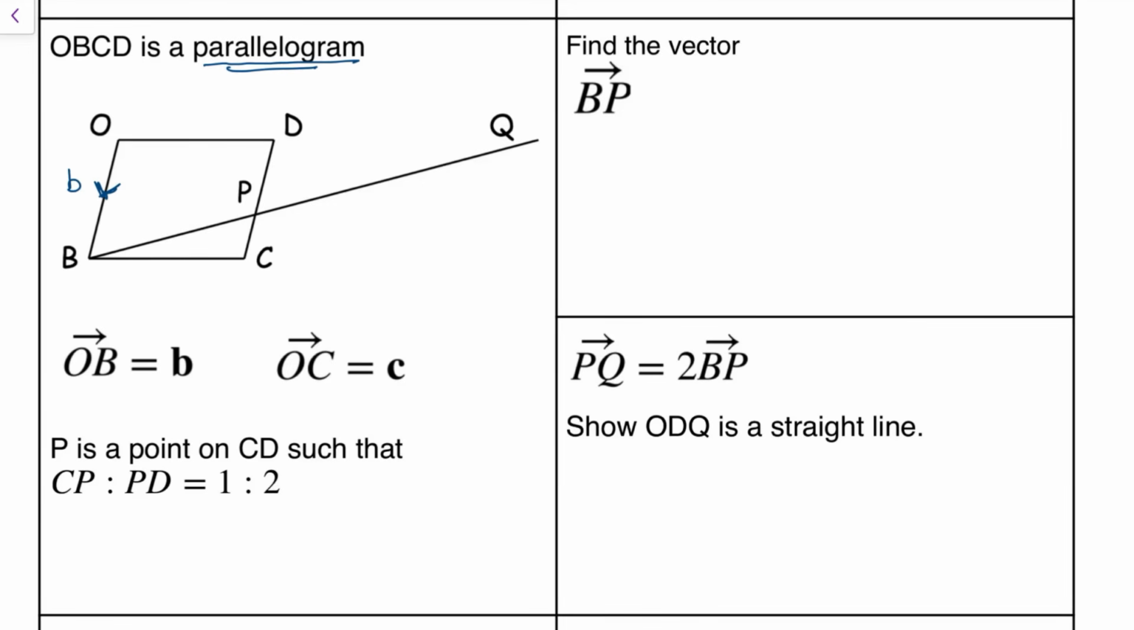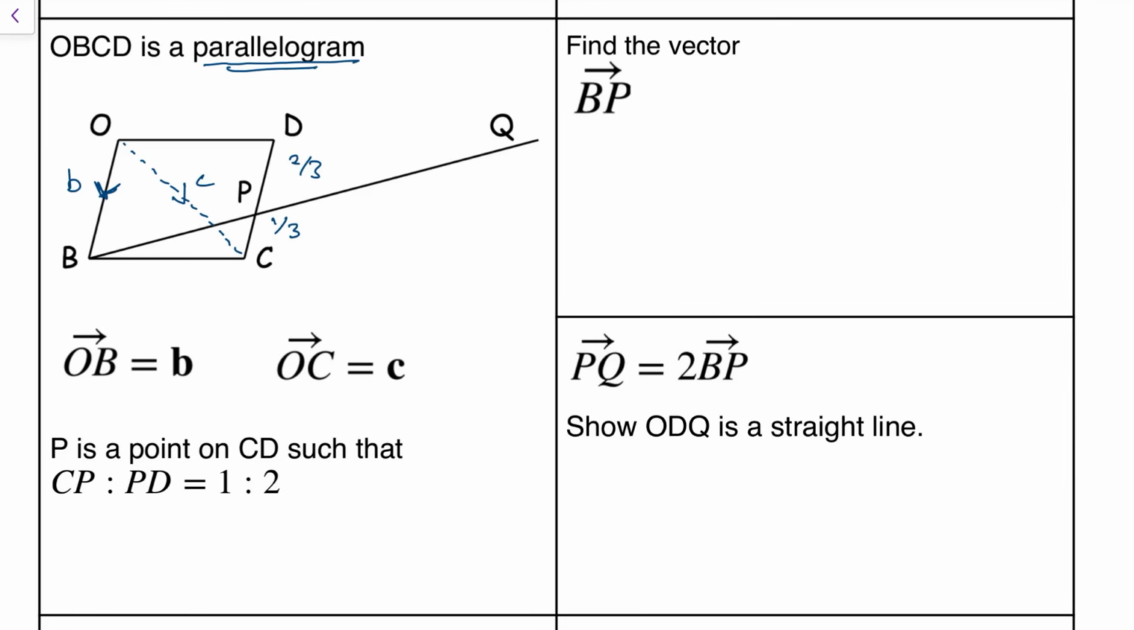O to C is a diagonal. Interesting. So O to C is c, and it says P is a point on CD such that CP to PD is 1 to 2. So in other words, CP is a third and PD is 2/3. Now I'm going to read ahead here, just to see what it wants. So it wants BP, that makes sense, and then it wants PQ, which is 2BP. Sorry, I'm reading that wrong. It tells me that PQ is 2BP, and it wants to show it's a straight line.